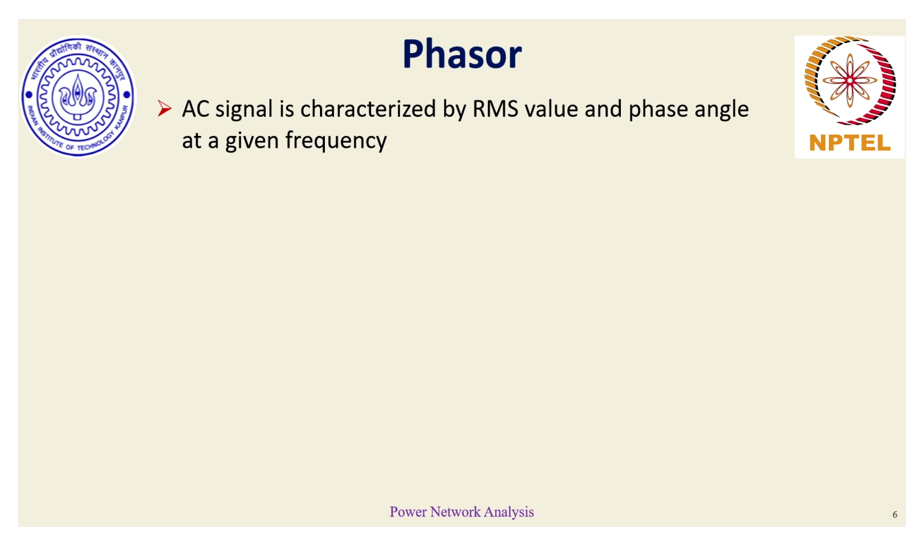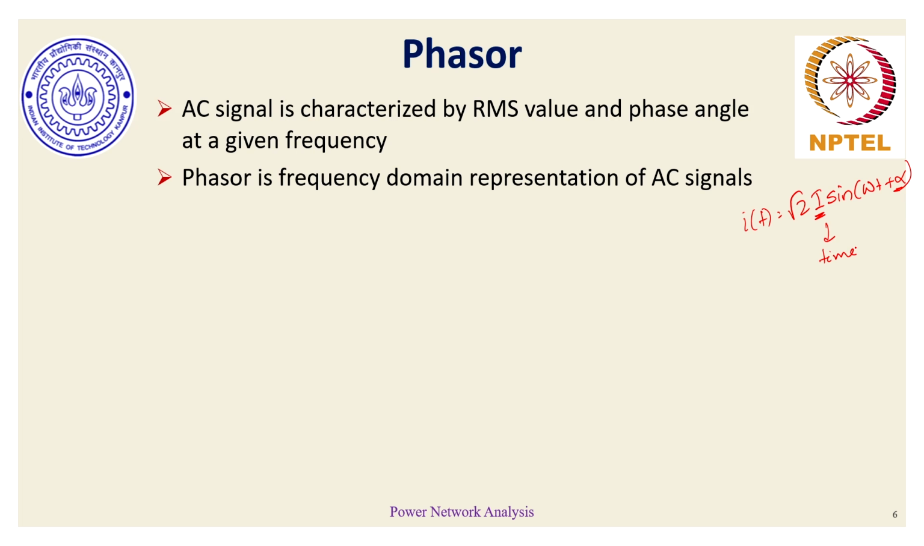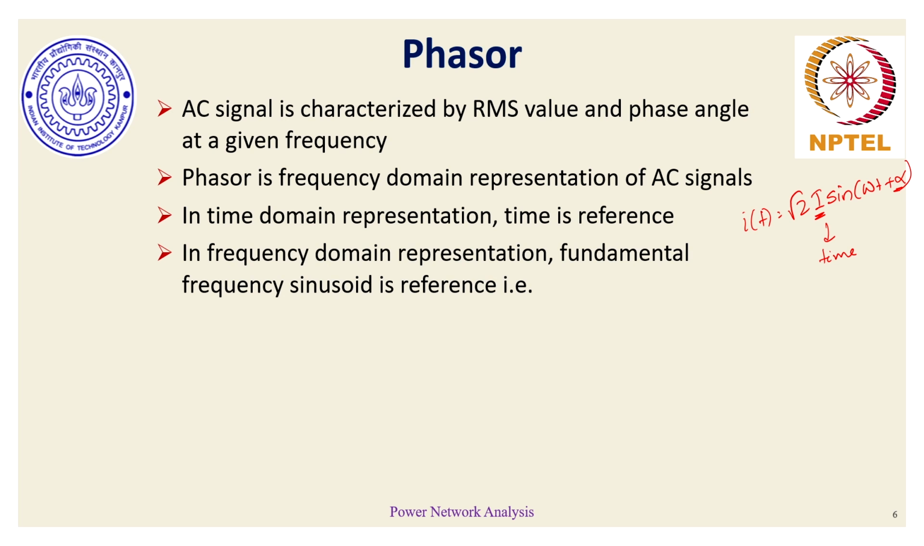So having defined the RMS and average values, let's talk about what we mean by phasors first of all. So AC signals are characterized by, let's say, if I take the AC signal i of t equal to root 2 I sine omega t plus alpha, which is the time domain representation of this periodic signal, then capital I here refers to the RMS value, and alpha here is the phase angle, which is defined with respect to a particular frequency. In terms of phasor domain representation, this being the time domain representation, phasor representation is nothing but the frequency domain representation of AC signals.